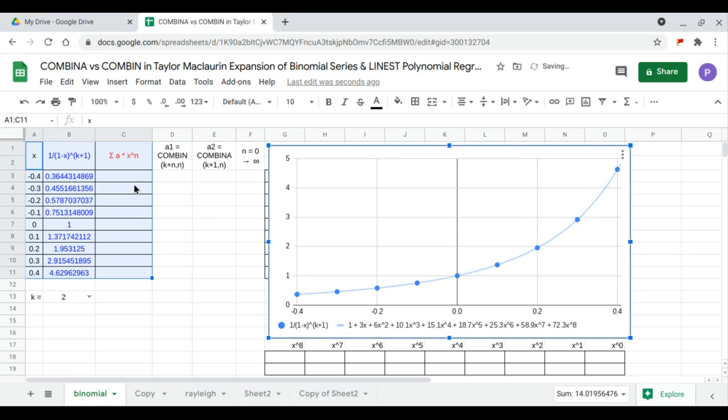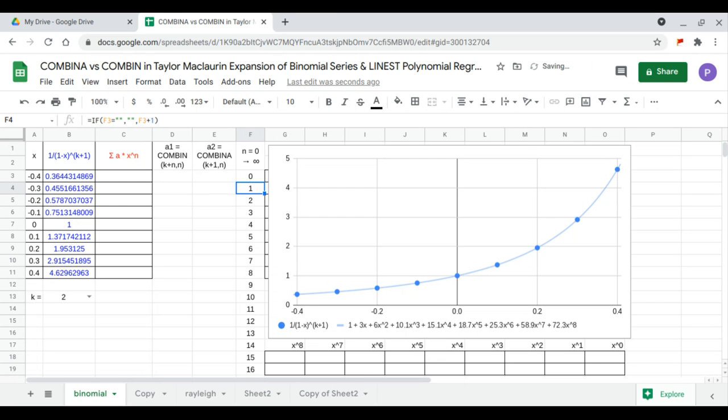Next, we generate the Taylor-Maclaurin series sum, which is the summation of a times x to the power n, where a can be a1, the COMBIN of k plus n comma n, or COMBINA, that is k plus 1 comma n. And the value of n will be from 0 to infinity. So it can go as far as 16.